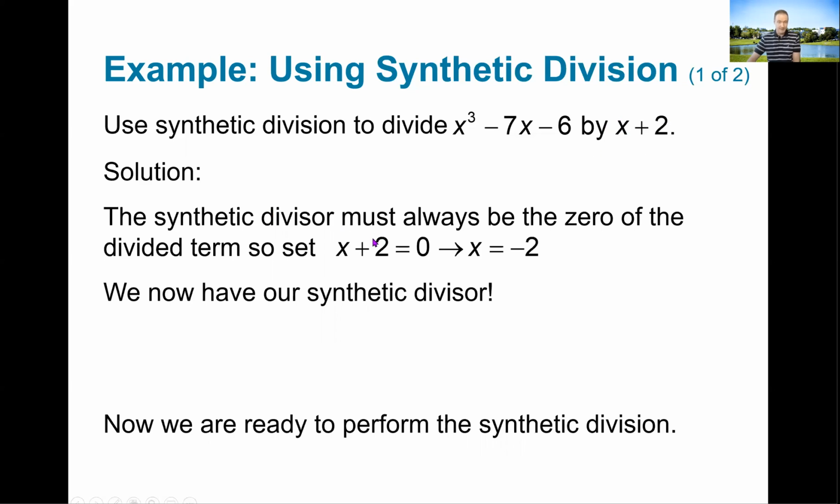To find the synthetic divisor, I just set x plus 2 equal to 0. And I can say, well, if x plus 2 is 0, then x is equal to negative 2. Well, x equals negative 2 is your synthetic divisor. Once you have that, you're ready to perform the synthetic division.